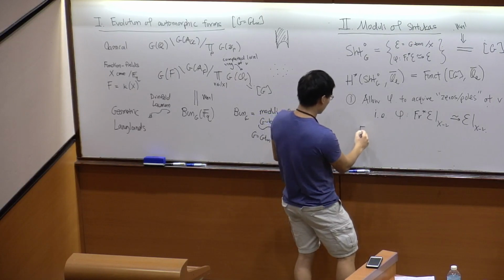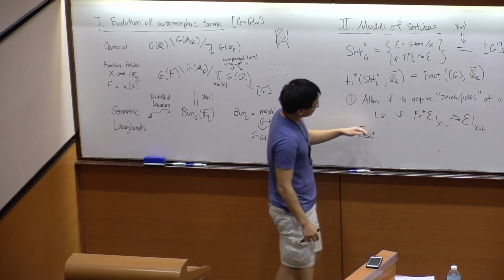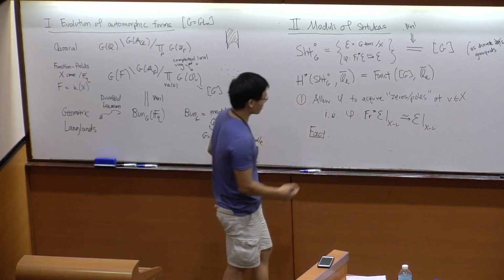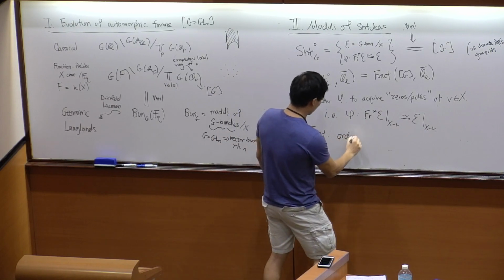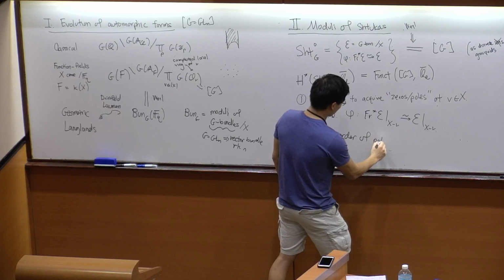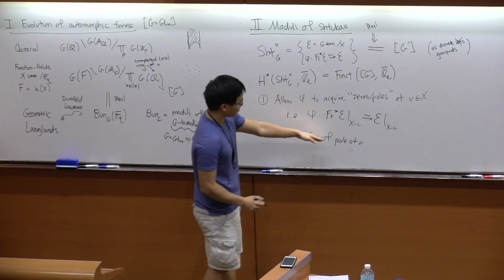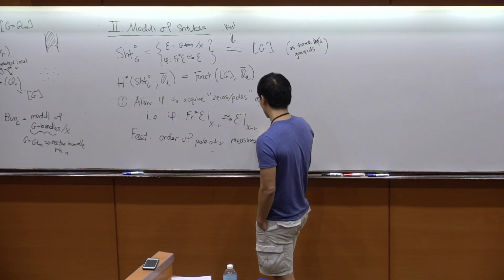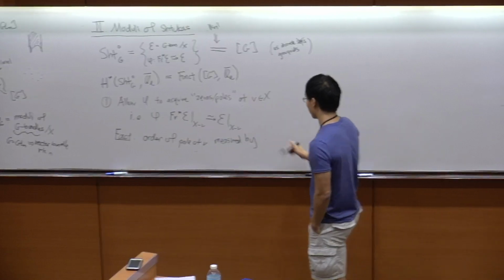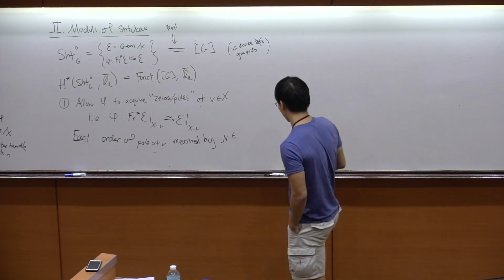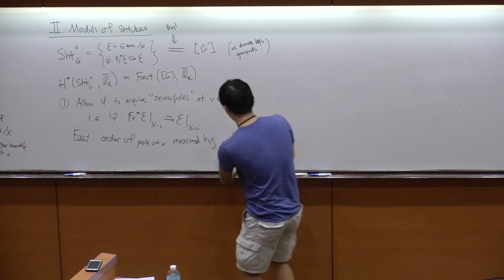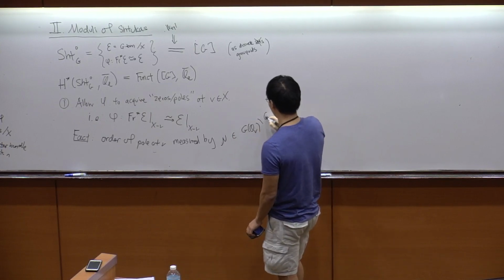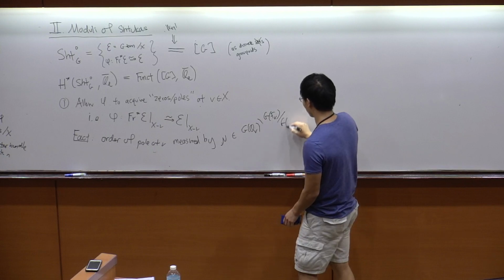So it's a fact that the order of the zero and pole, generalizing the usual notion of the order of a pole of a rational function, so the order of pole of a map of G bundles at a point of my curve is measured by an element, so this is supposed to be a mu, an element of the double coset space G of OV, G of FV, G of OV.